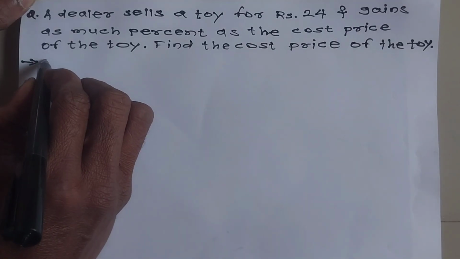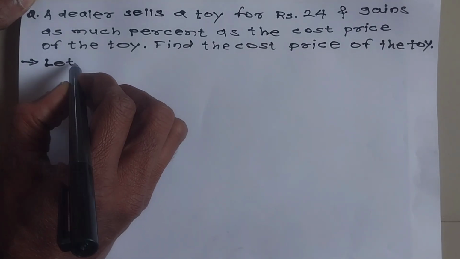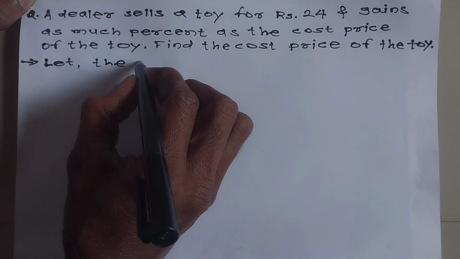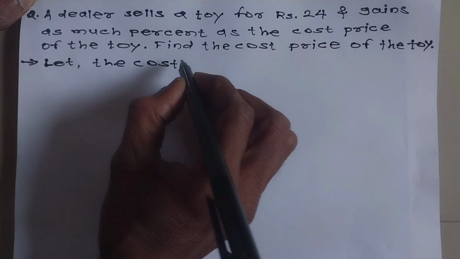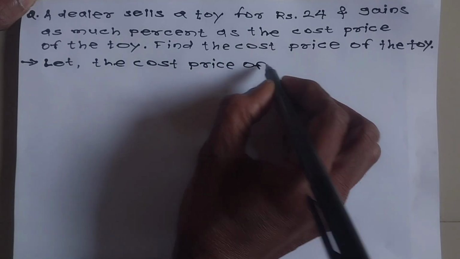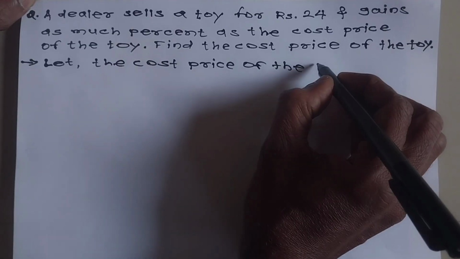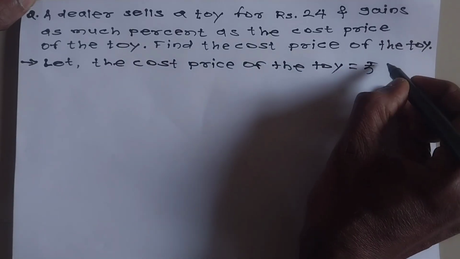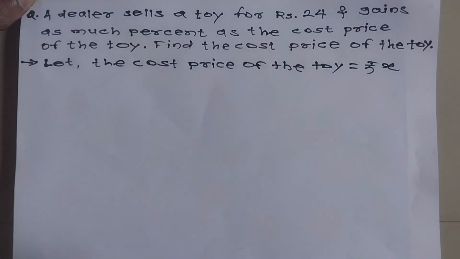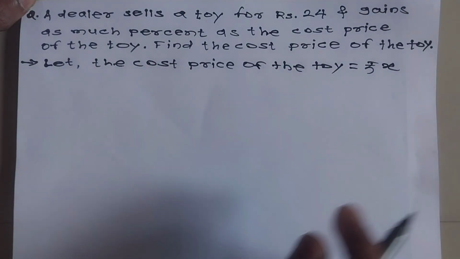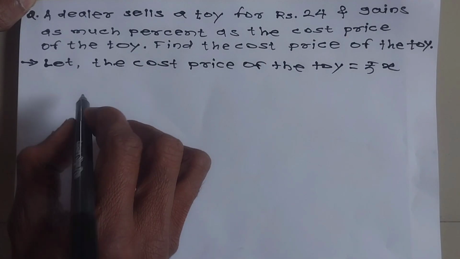Now I will start here with finding the cost price of the toy. Therefore, first we write here, let the cost price of the toy be equal to rupees x, because we don't know the cost price of the toy. So we write cost price of the toy is equal to rupees x.